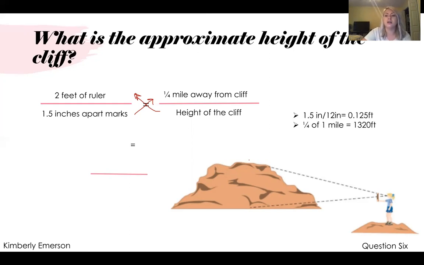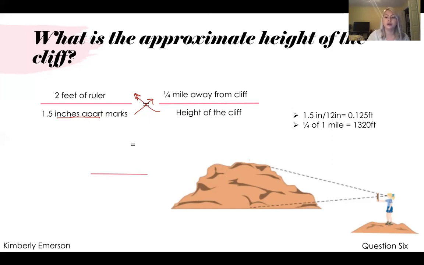So we know that 1.5 inches, and we're talking about the 1.5 inches apart marks. We know that 1.5 inches divided by 12 inches, and we use 12 because there are 12 inches in 1 foot. We're trying to convert everything to feet, so when we find the height of the cliff, we will get the answer in feet. So dividing that by 12, we would get 0.125 feet. And we know 1/4 mile is 1,320 feet.